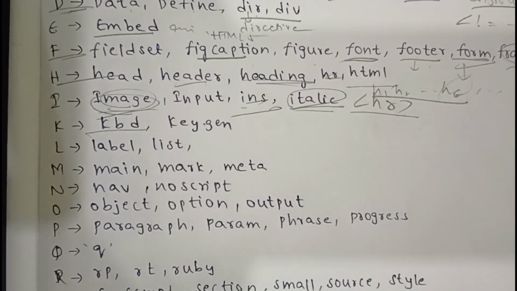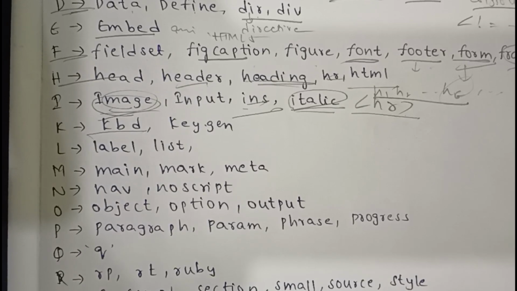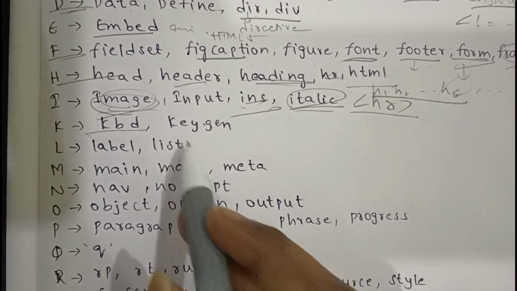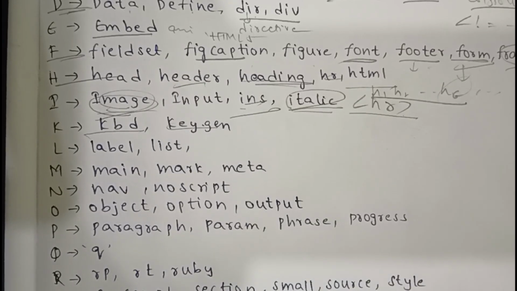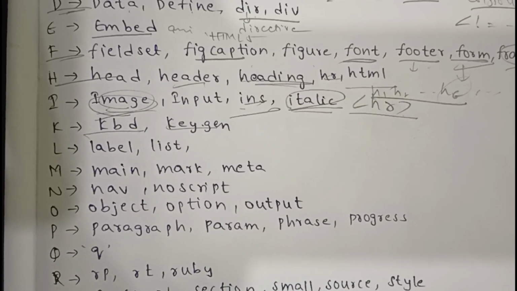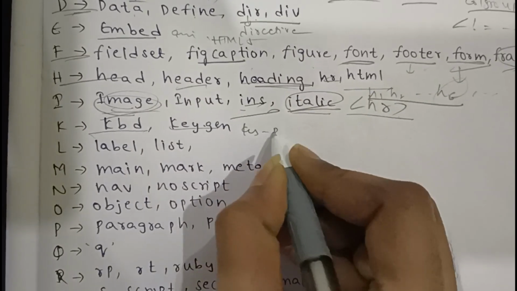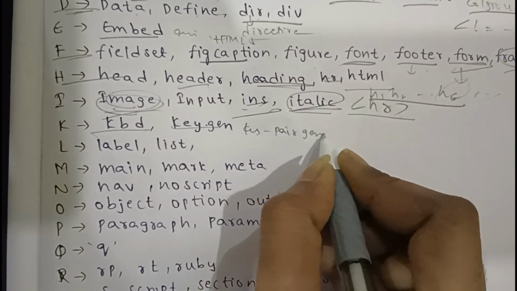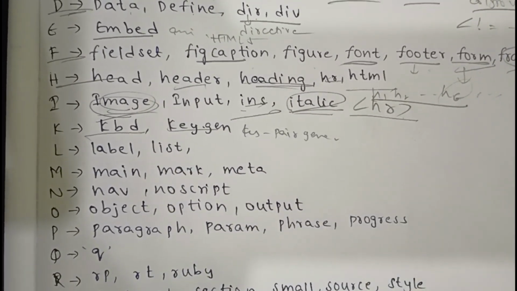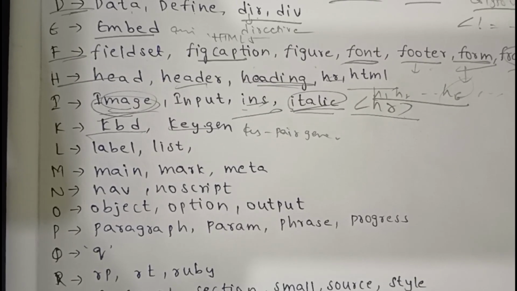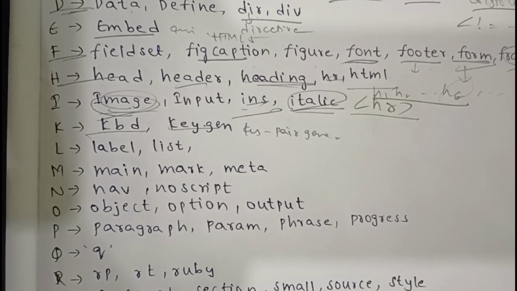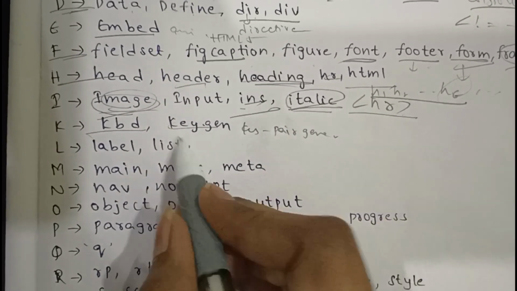Next, KBD. What is KBD? It is included in the KBD tag, typically displayed in browsers. Okay. Keygen. What is keygen? It is a tag in HTML used to specify a key pair generator. It is a field in the form. When a form is submitted, two keys are generated, the private key and the public key. For this we use keygen.